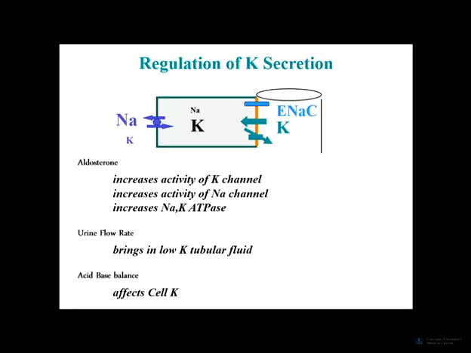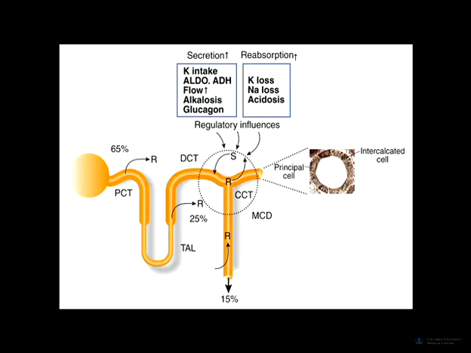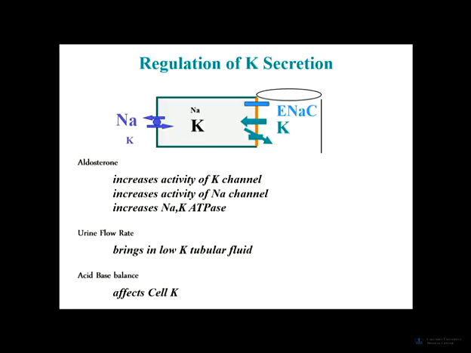It also increases the activity of the sodium channel. We knew that already. So what does that do? It makes the membrane potential more negative. In the presence of an open potassium channel, you can get much more potassium secretion. And it also increases the expression of the sodium potassium ATPase. So the intracellular potassium is higher at that point.